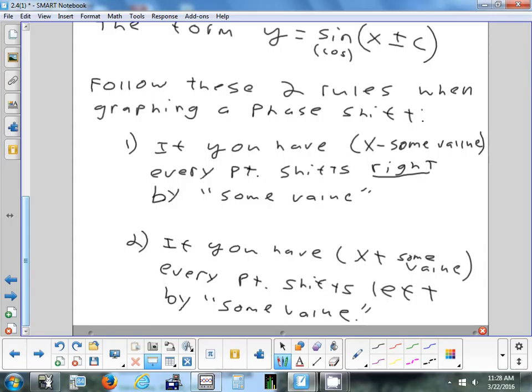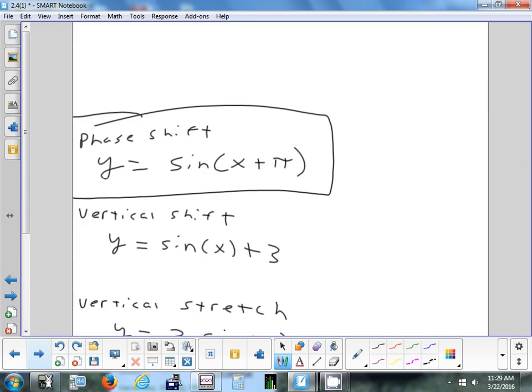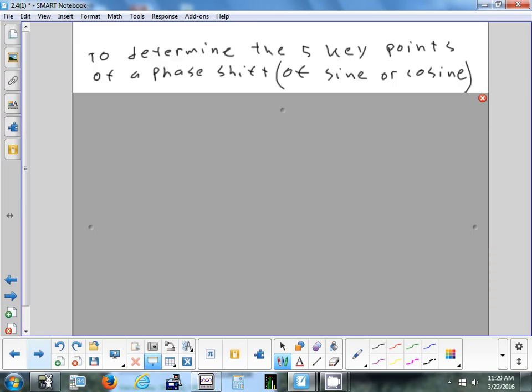Right, and I also have this on the worksheet. Tonight's homework will be a worksheet, and this is written on it. So if you forget which way something shifts, minus shifts right, plus shifts left. And again, you can shift it however much you want, but we're going to stick with shifting it by common amounts: 45, 90, 180, except we're going to do it in radians. Any questions on that? Right, so the last thing we have to figure out before we do an example is the 5 points. And then we'll start making some graphs.